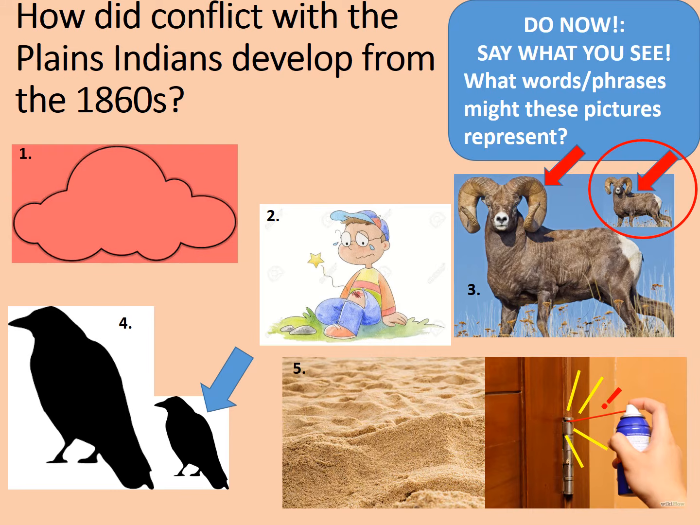Okay, how did you get on? Right, number one, what's that then? It's a cloud, but it's red. So it's Red Cloud. That was the name of one of the significant Indian chiefs during this period.